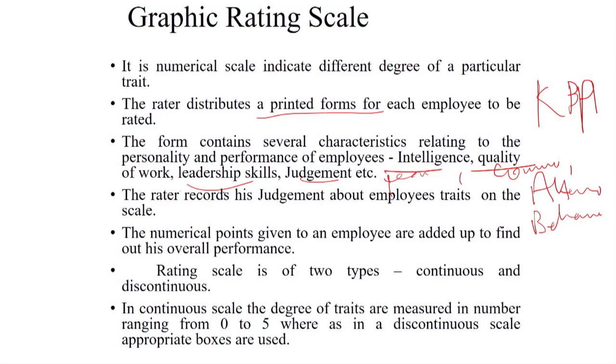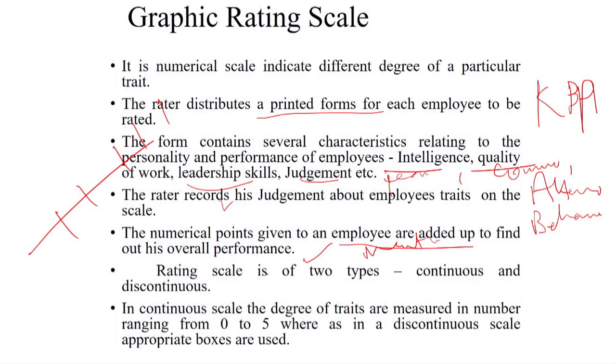Then the rater records his judgment about the employee traits on that scale, and those scales can be 5-point or 6-point or 7-point scales, and the traits can be evaluated. For example, how was the quality of work done? It can be consistently satisfactory, unsatisfactory, sometimes superior, sometimes less superior, whatever. These scales can be set. Then the numerical points given to the employee are added up to find the overall performance. So this is more of a mathematical calculation.